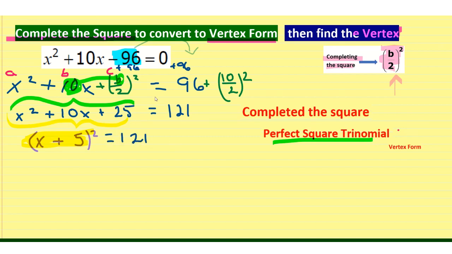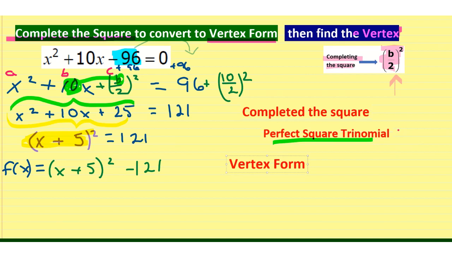So I am going to move the 121 over to the other side, subtract it from both sides. So it's going to be x plus 5, that is squared, minus the 121, except instead of putting equals 0, I am actually going to put f of x is equal to that. Okay, so what I've accomplished by doing that is in what I consider the most perfect vertex form. That is the most perfect.